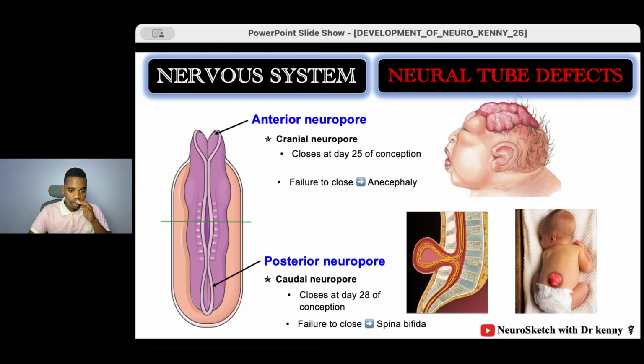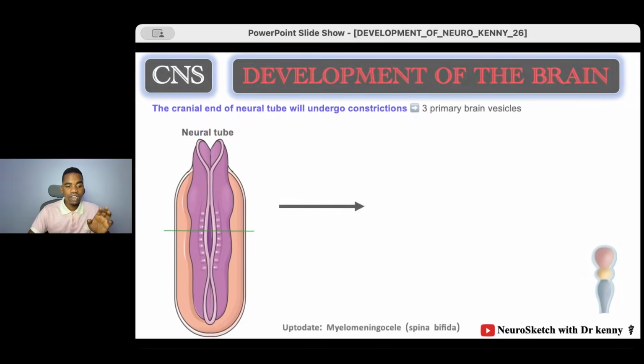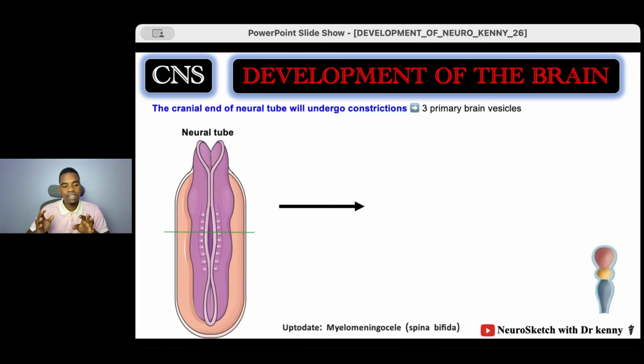Okay, so we've already seen how the neural tube is closed. We have the anterior neural pore and the posterior neural pore, which close on different days, day 25 and day 28. If the anterior neural pore doesn't close, it results in anencephaly, and if the posterior neural pore doesn't close, it results in spina bifida. The details about this have a separate discussion.